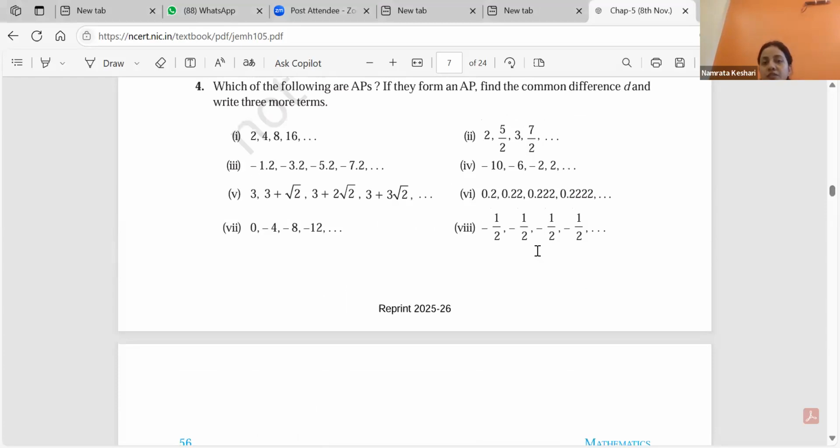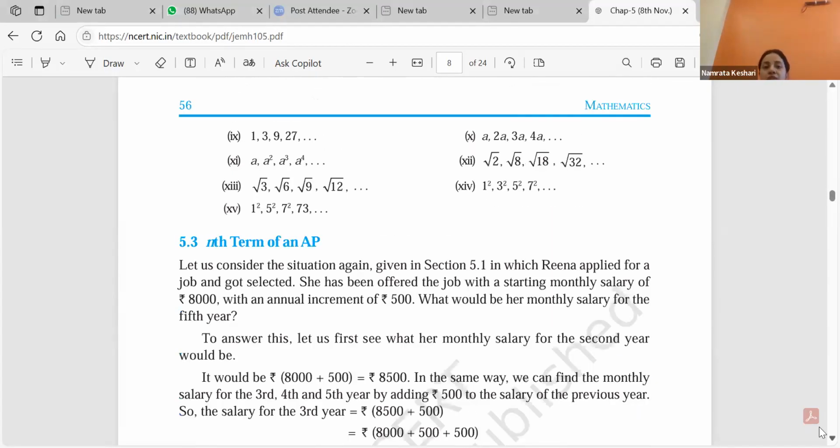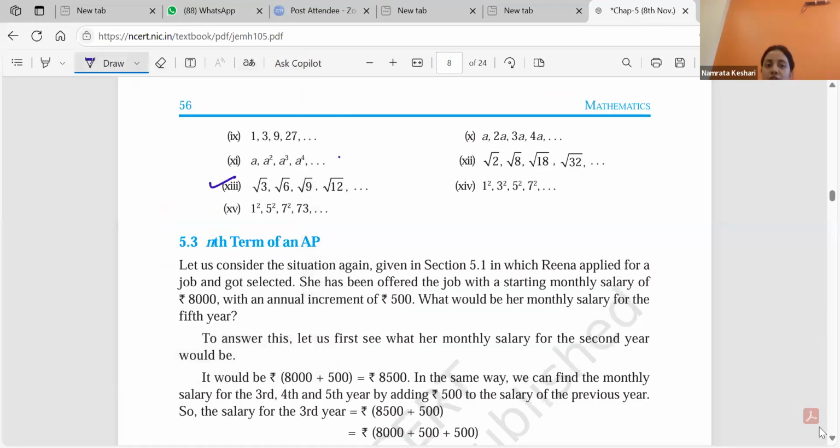Just try questions from here and see whether these sequences are in AP or not. You must have done till 6, 7. Have you tried all the questions from here, where irrational terms are involved? Are you getting these types of questions? This one, 12, 13.